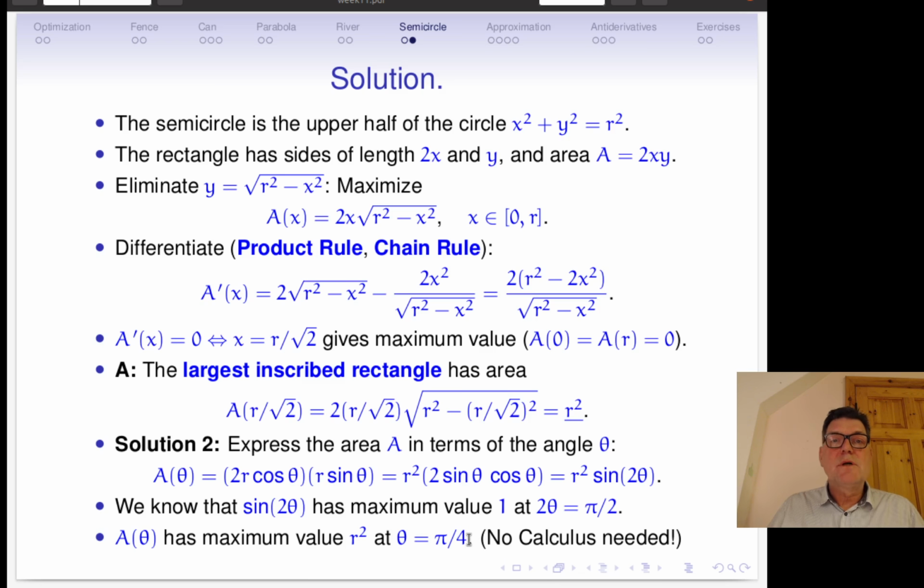Next, we're going to look at a different kind of optimization, finding approximations to solutions of equations.